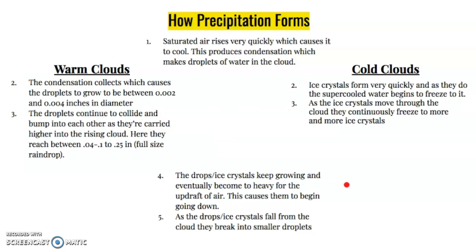So how does precipitation form? Well, it depends on if it's a warm cloud or a cold cloud. They're going to start out the same, but when you get to step 2, it's going to split, and then by step 4, we'll come back together. So we start out at step 1, and the saturated air begins to rise very quickly, and that causes it to cool. This produces condensation, and that makes the droplets of water that are in the clouds.